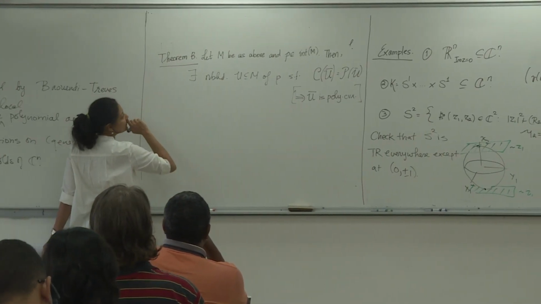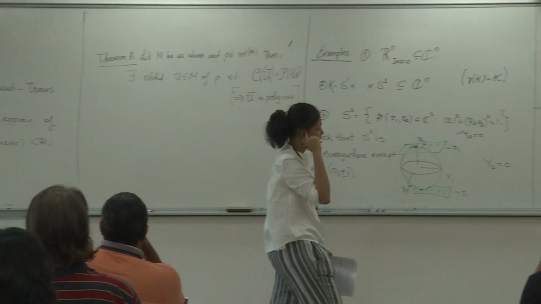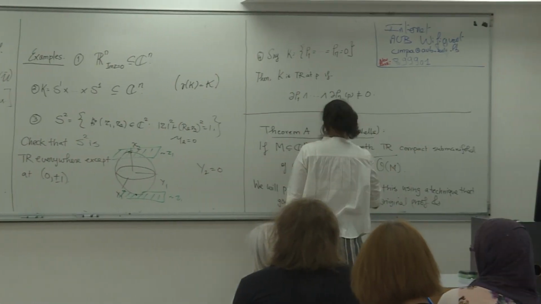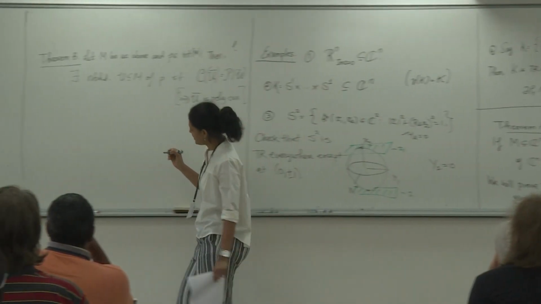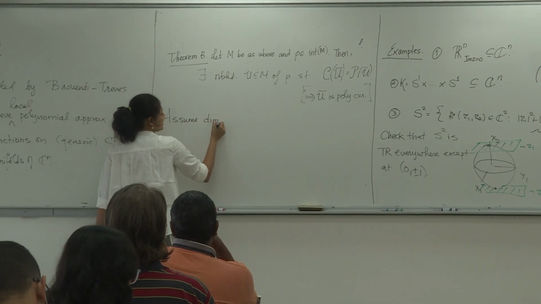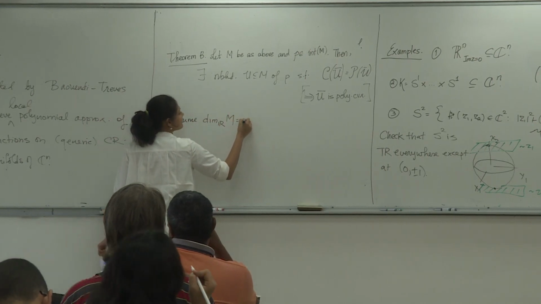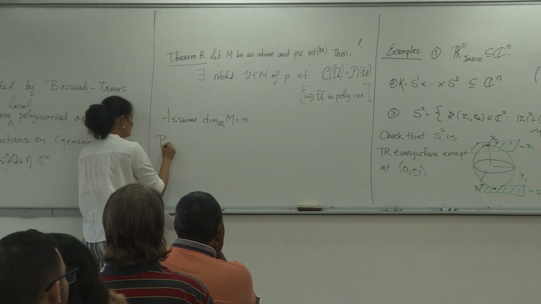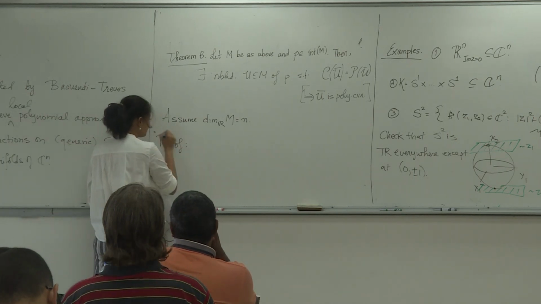And remember that we are working with an n-dimensional C1 smooth, totally real compact submanifold of Cn. We will assume that the dimension is n, just to keep it simple. Okay, so proof, a sketch of proof.